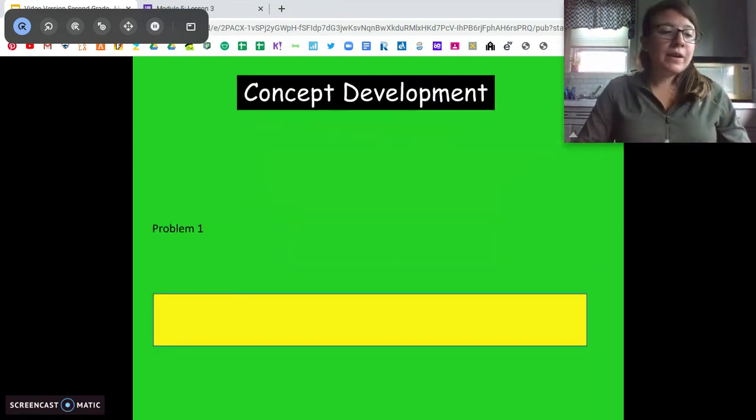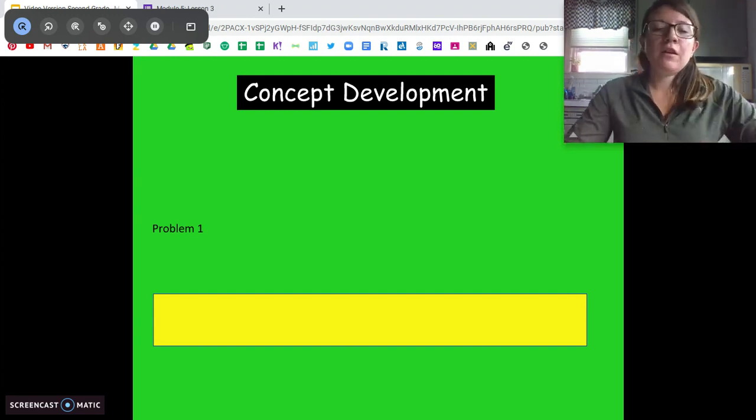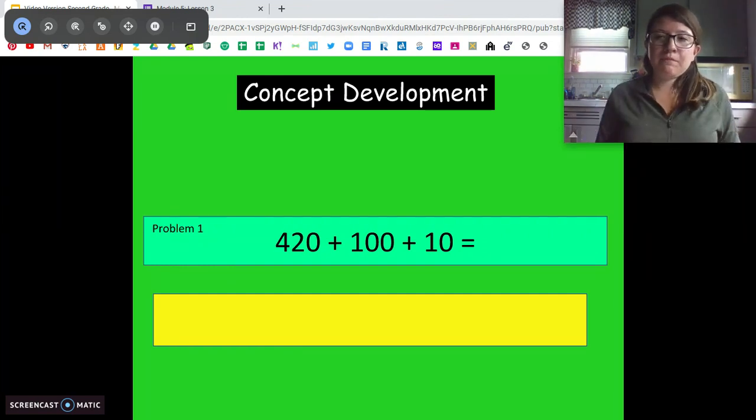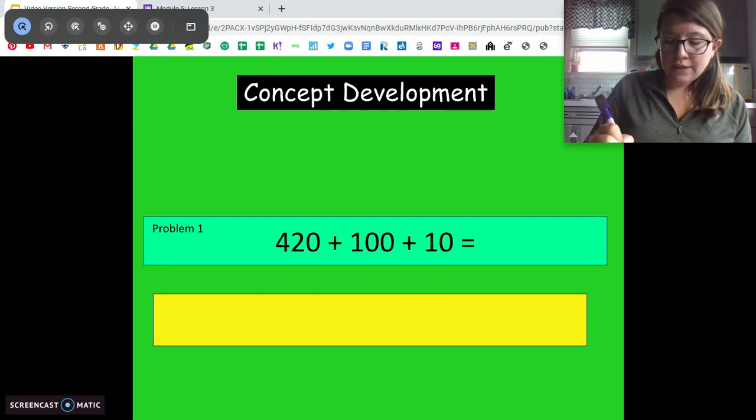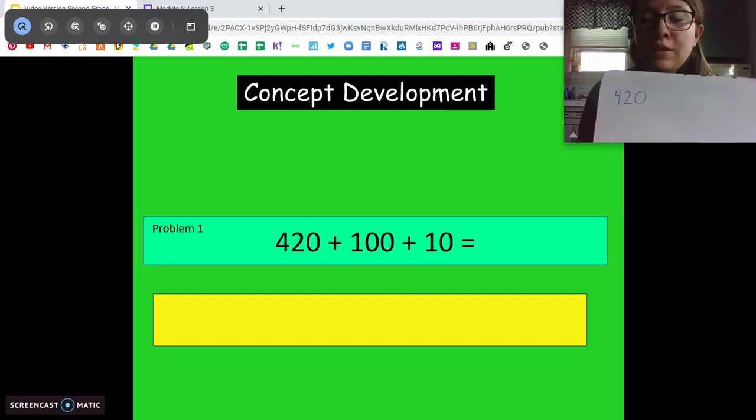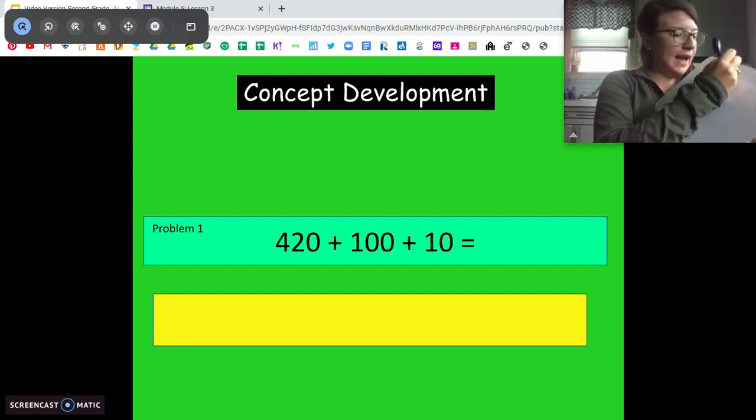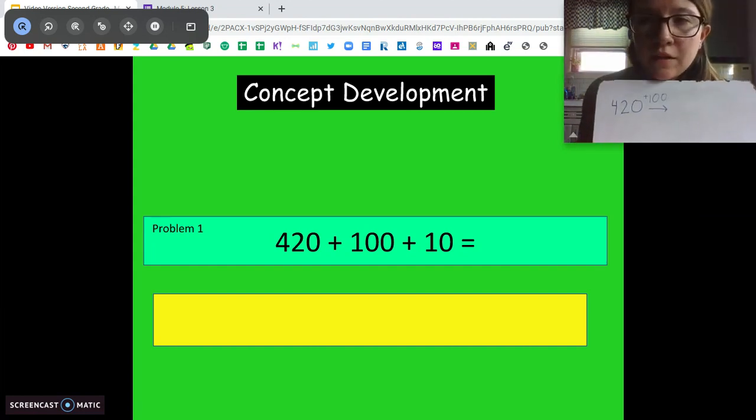So this is where we're going to start adding with a little bit of mental math, a little bit of the arrow method. So here's our first problem. We're going to start by using the arrow method. I'm going to write 420 on my board. I want you to do the same on your paper. Now from here, we're going to use the arrow method and we're going to add 100. What's 420 plus 100?